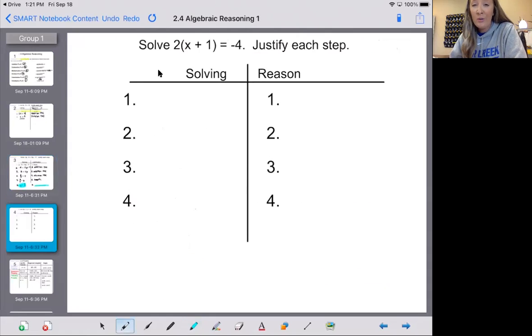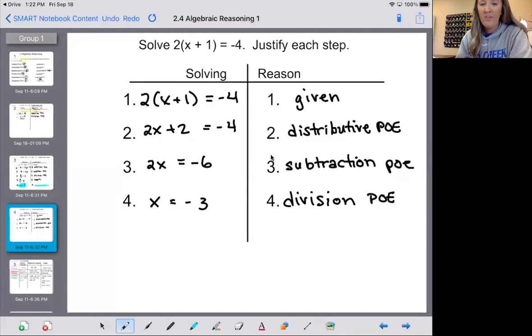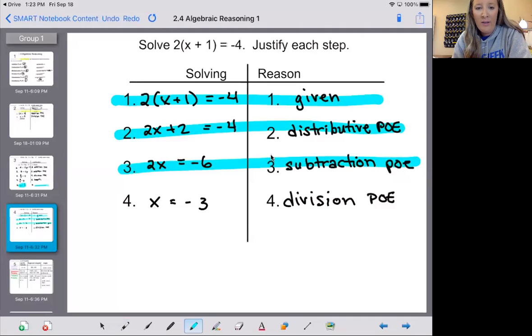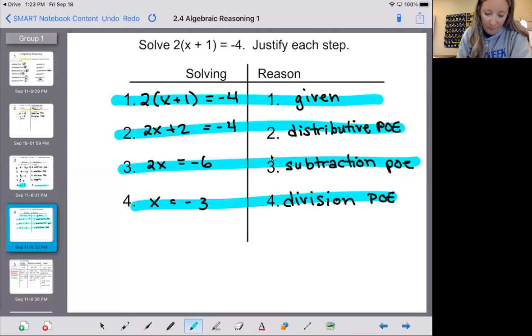So what I want you to do is go ahead and pause this real fast, and I want you to work this out on your own and then hit play once you're finished. Okay, so this is what I got. First, my line at the very beginning is always your given. Second line, how did I get there? I distributed. After that, I went ahead and subtracted 2, so that is subtraction property of equality. And then very last thing I did was divide by 2, so that is division POE.